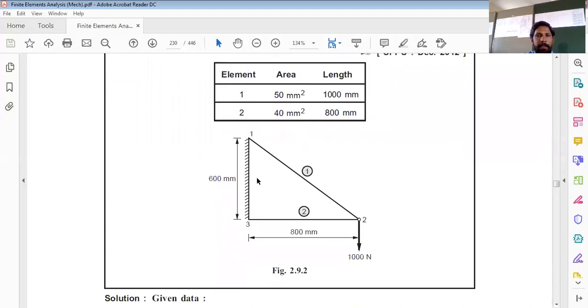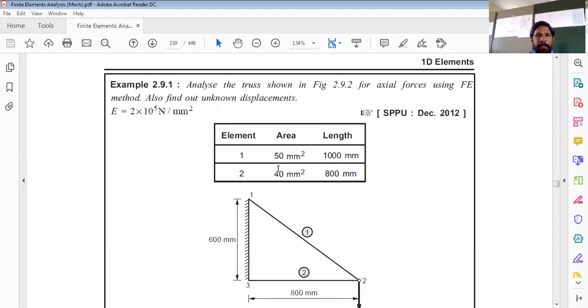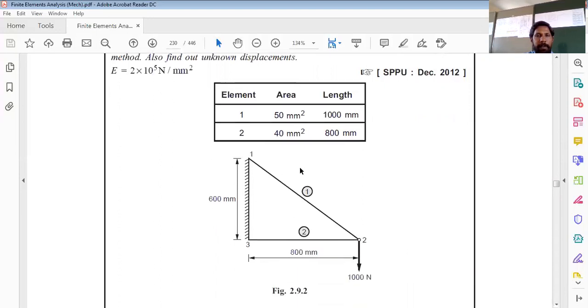Here it is a two element truss. There are two links in the truss element. Link 1 is between node 1 to node 2, and link 2 is between node 2 to 3. And this end is completely fixed. So there are two elements in the truss. It is a two element truss consisting of three nodes: node 1, node 2, node 3.